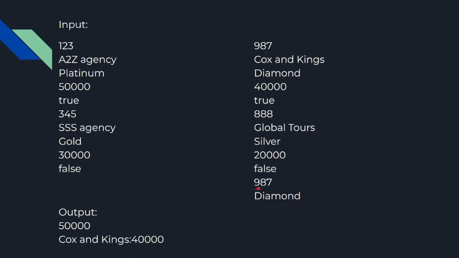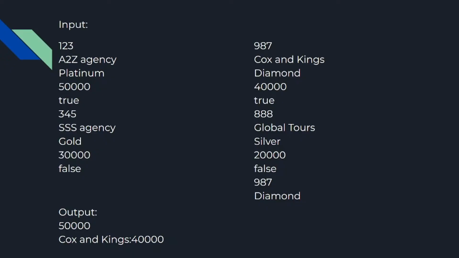For the next input we have to consider both 987 and diamond, and we have to iterate through this. First we'll compare 987 with 123, it's false. Then we'll compare 987 with 345, it's also false. Then we'll compare 987 with 987, it is true. Then we'll go inside and compare the second parameter, which is diamond, with the package type. Here it is also diamond, so we'll return agency name followed by the price. Once we find one object, we will not continue further, we will stop searching.